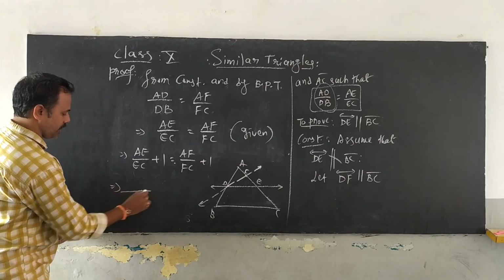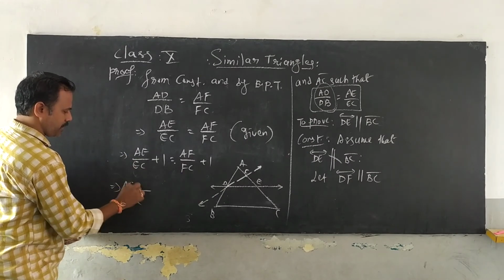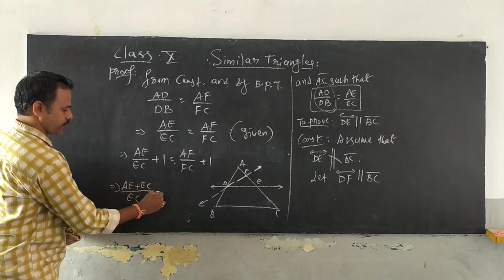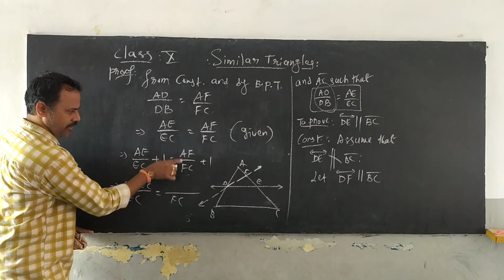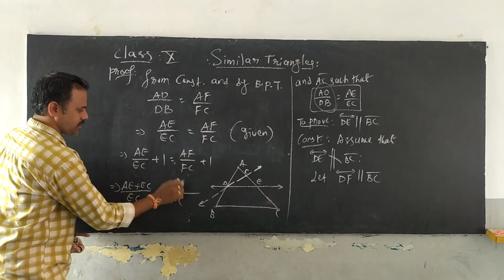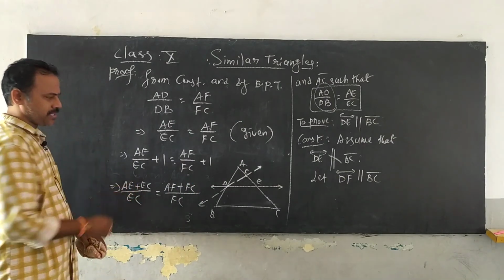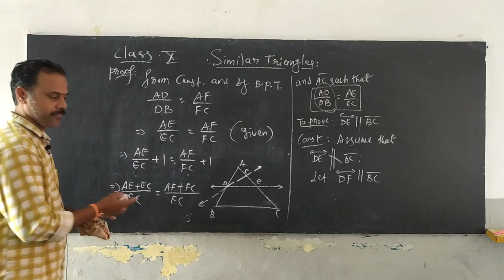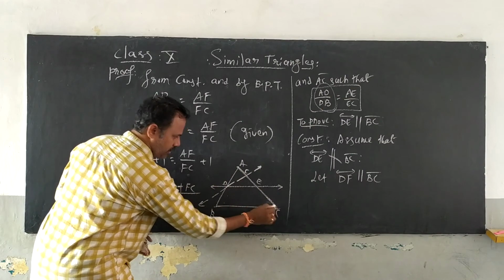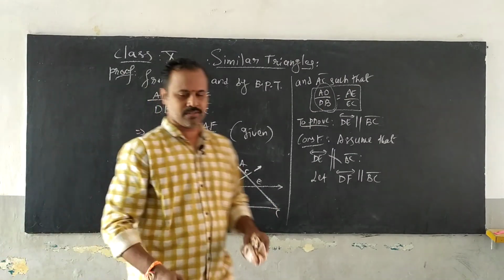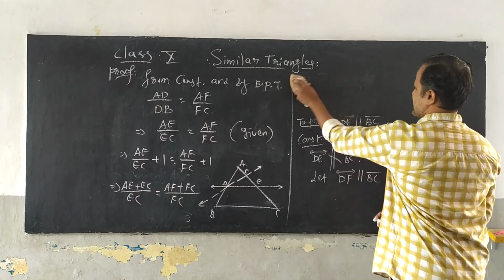Okay. So what do we get here? EC is the LCM. Now this is AE plus EC into 1 by EC is equal to, here I am taking the LCM, FC. Now here you have FC. So AF plus FC into 1 by FC. Now observe carefully what is AE plus EC. AE plus EC. That means total AC. Very good. So AE plus EC gives you AC.